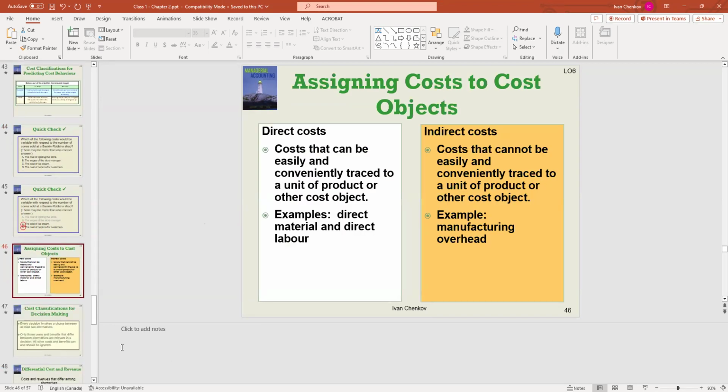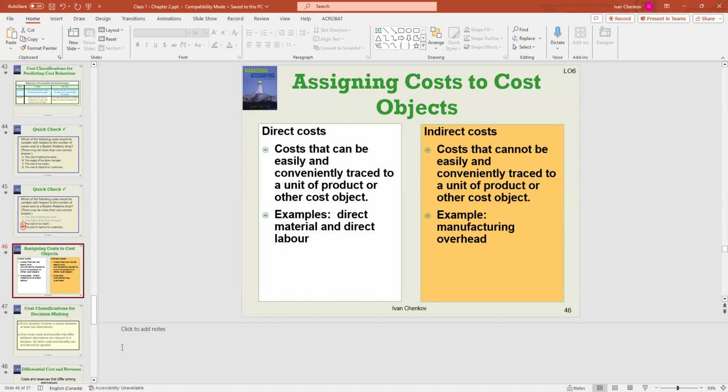So let's see another classification now, how we assign the cost to the cost object. We have two options here. It is going to be direct cost or indirect cost. Direct cost is the one that can be easily traced to the product. Indirect cost is the one that cannot easily be traced to the product. The simple way to figure out which one is direct and which one is indirect: the costs that have the adjective direct in front of the name of the cost will be direct cost. The cost that doesn't have the adjective direct will be indirect cost. That's how you can simply remember it.